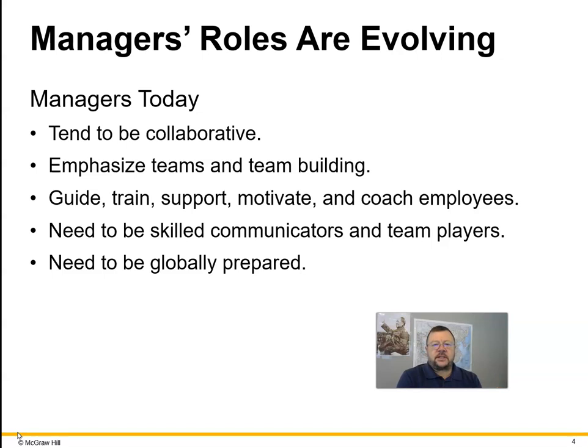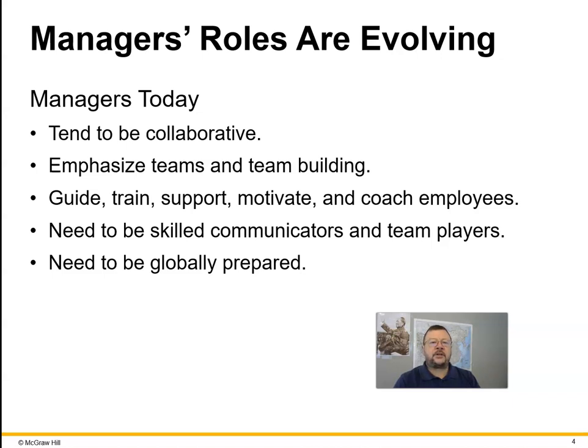They need to put emphasis on building teams, coach employees, and have better communication skills. They need to be team players, realize that we're living in a global community, and be globally aware. They also need to be able to change rapidly and be flexible.